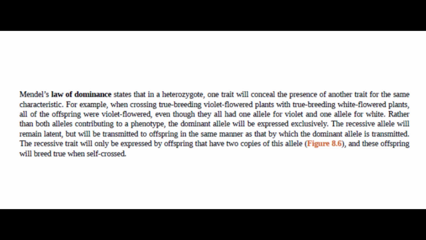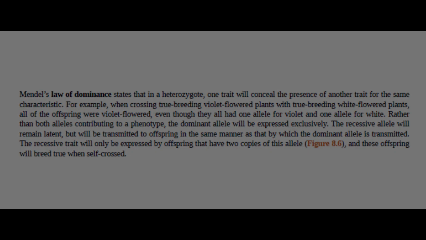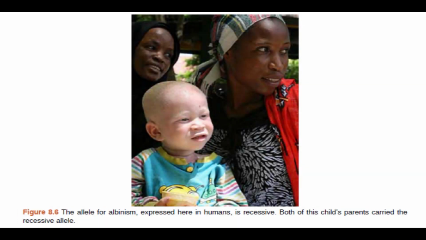The recessive trait will only be expressed by offspring that have 2 copies of this allele, and these offspring will breed true when self-crossed. Figure 8.6. The allele for albinism, expressed here in humans, is recessive. Both of this child's parents carried the recessive allele.